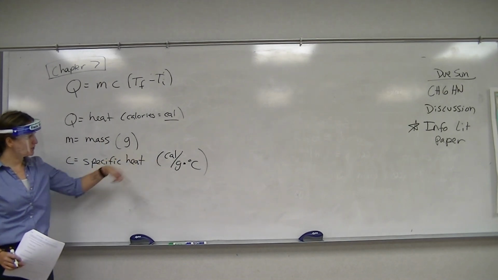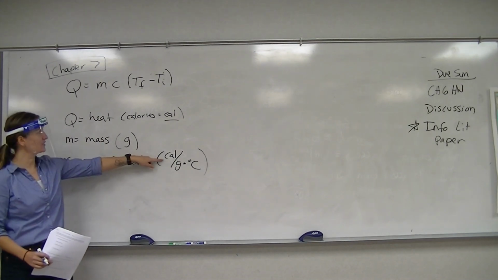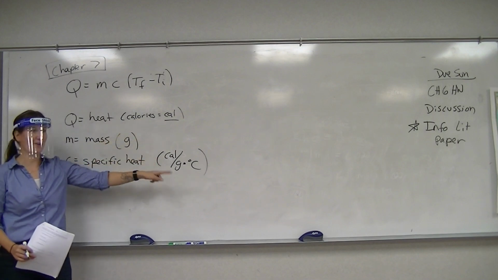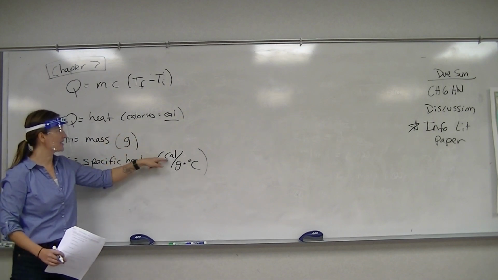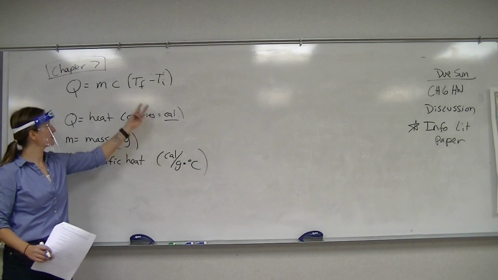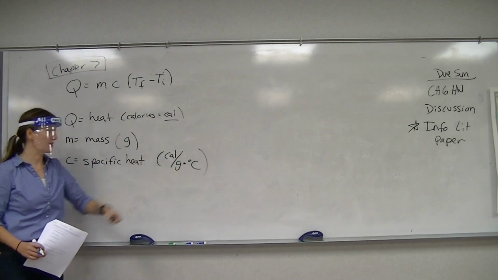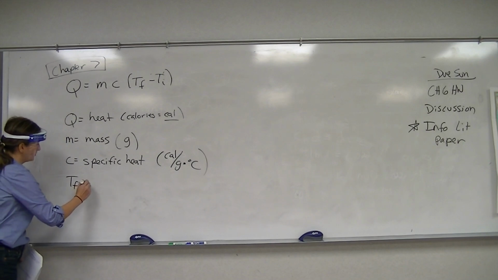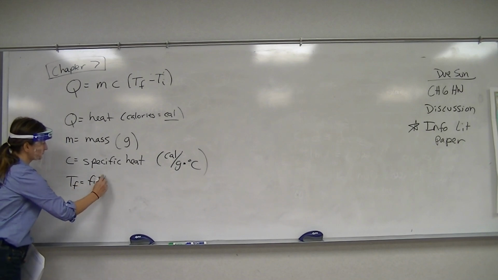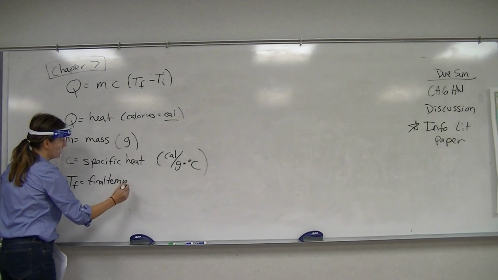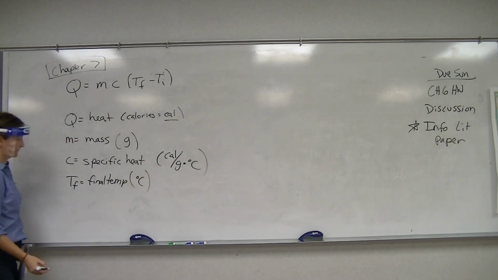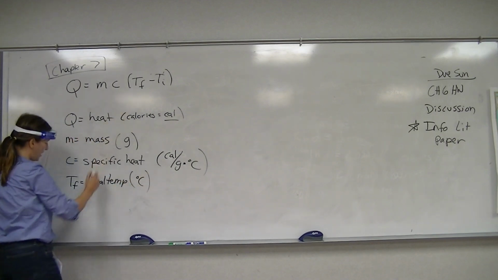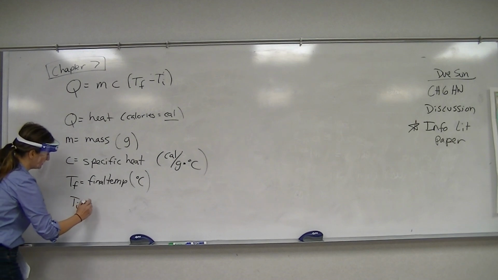The nice thing about the units on the specific heat though is they remind you of the units on all of the other variables, right? Grams for mass, calories for heat, and then our last 2 variables, degrees Celsius for temperature. So we have a TF, which is final temp, and it's in degrees Celsius. And then we have our TI, which is just the initial temp.